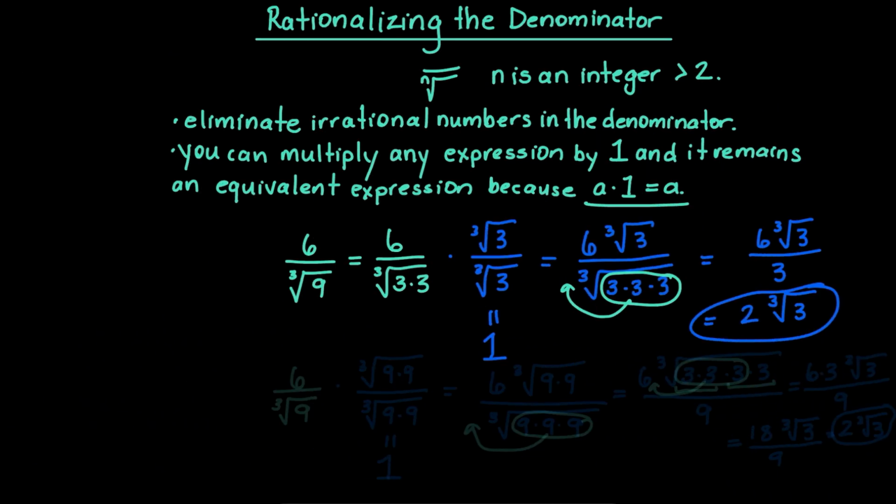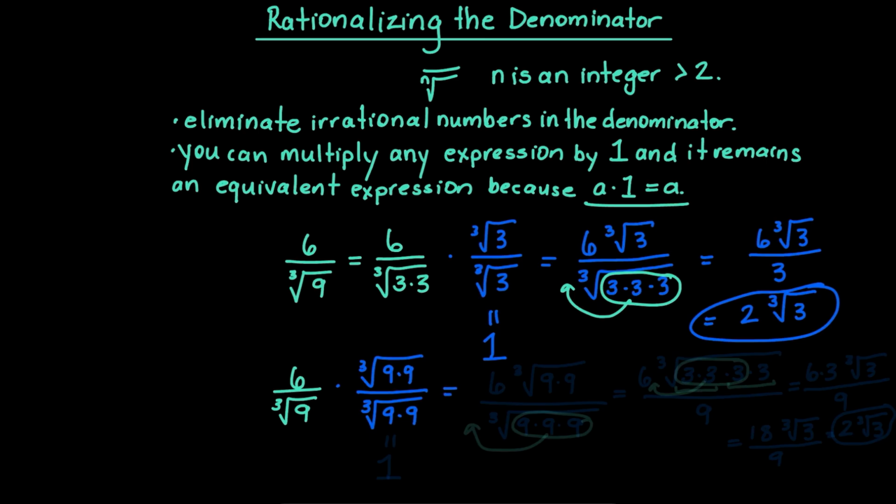Let's go back and assume you didn't see 9 as 3 times 3. Because that's okay. You just end up with more work in the end. So 6 over cube root of 9. Now we know we need 2 more 9's to make 3. So we'll multiply by the cube root of 9 times 9.